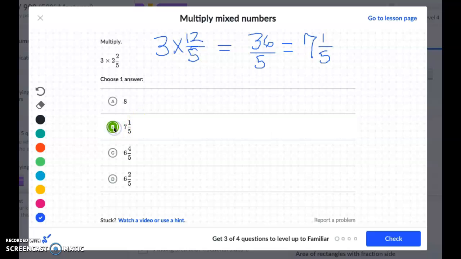So letter B here. Now a lot of students like to do 3 times 2, which is 6, and then 3 times 2/5. And you can do that as well. It's just definitely a preference for which one you prefer.